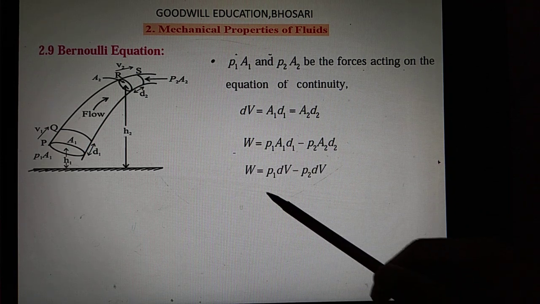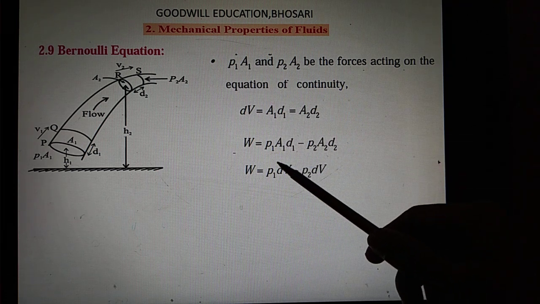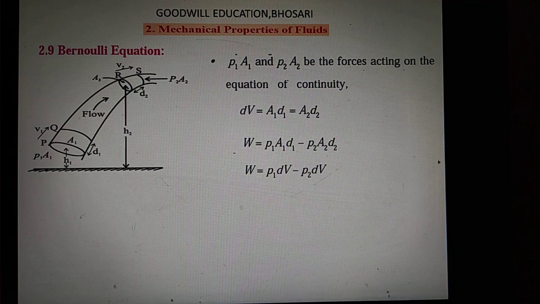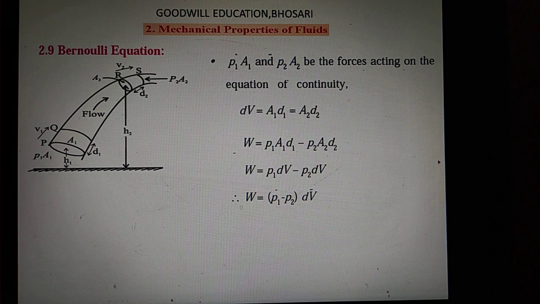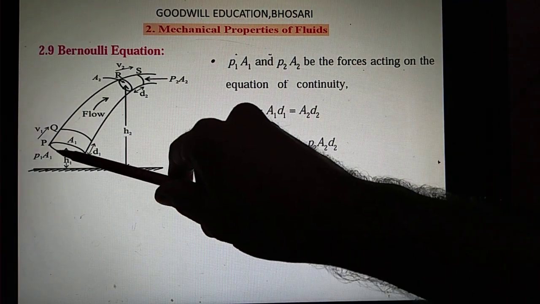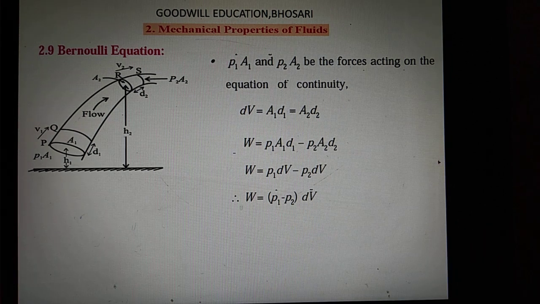So W is equal to, since A1 D1 and A2 D2 are the same dV, this part will be common and we take it outside: P1 minus P2 times dV. Clear? Remember this equation, we need this. Okay, W is equal to P1 minus P2 times dV. This is the work done during the flow from P to R. When a liquid flows from P to R, the work done by the flow is equal to P1 minus P2 dV.